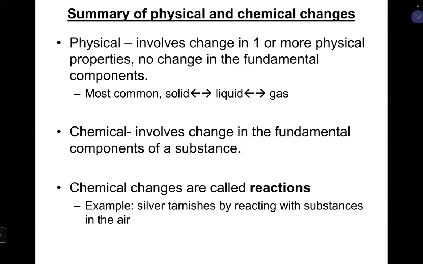Silver tarnishes by reacting with substances in the air. Silver by itself has obviously that silver color. You react it with something like sulfide, for example, and you can make some tarnish there. Silver sulfide is now bonded together. And again, the only way to break those things apart would be some type of chemical change.